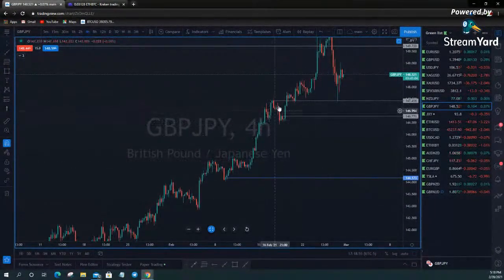I do have a stop loss pushed up to about 146.309. It's just a trailing stop. So if price comes down into there, it will exit the trade.